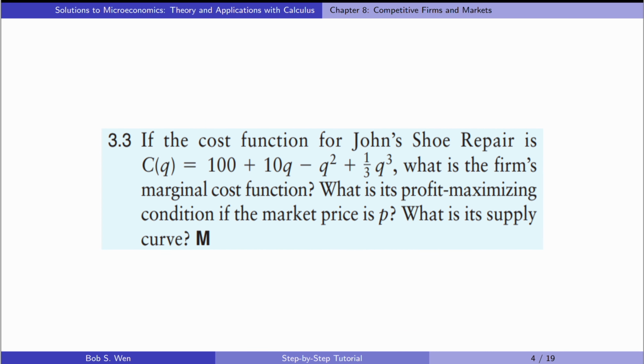Let's find answers to exercise 3.3. If the cost function for John's shoe repair is as follows, what is the firm's marginal cost function? What is its profit maximizing condition if the market price is P? What is its supply curve?